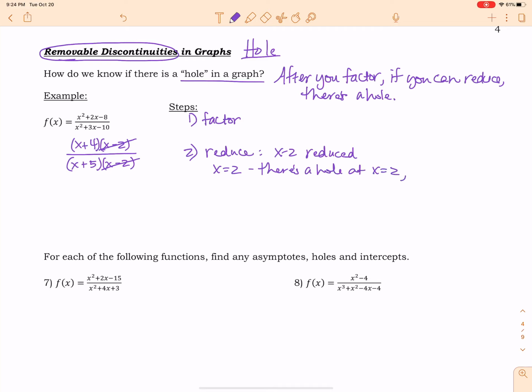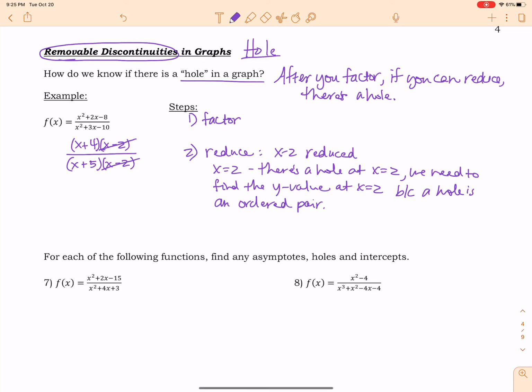at x equals 2. We need to find the y value at x equals 2 because a hole is always an ordered pair. All right? Because a hole is an ordered pair. So we've got one half of the pair, we need the other half. How do we do that?